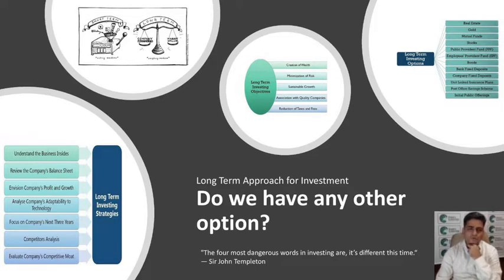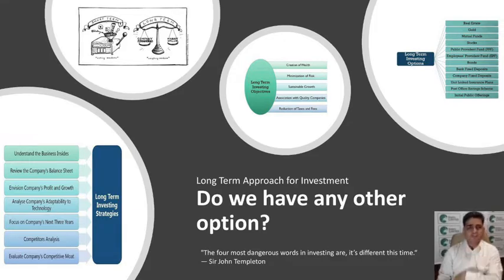On the long-term investing strategies, the basic thing you need to understand is the insides of the business. For that, you need to understand the industry per se. You need to review the company's balance sheet, envision the company's profit and growth, analyze the company's adaptability to technology, focus on the company's next 3, 4, 5 years, do competitor analysis, and evaluate the company's competitive moat. Moat, most of us are very clear. And then the quote at the bottom says that the four most dangerous words in investing are "it's different this time." I also fear that the most.